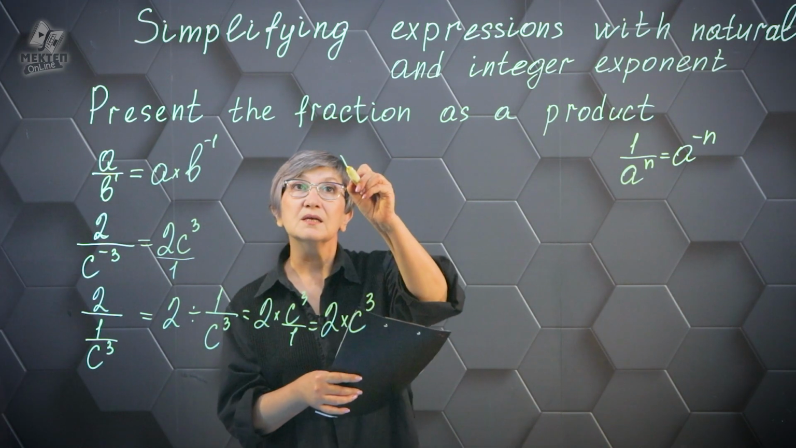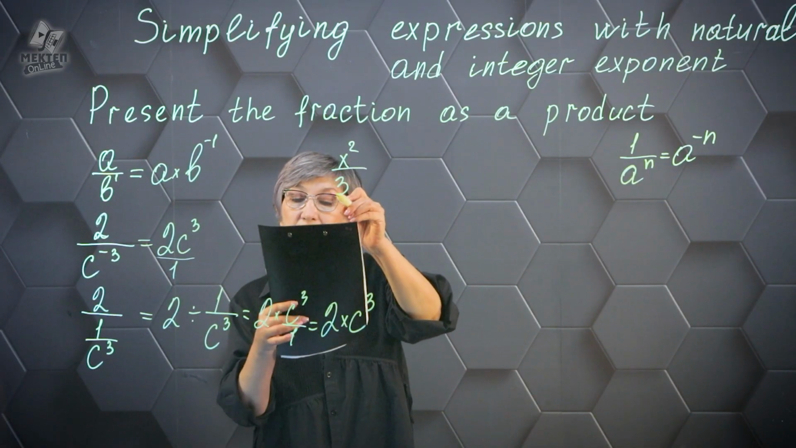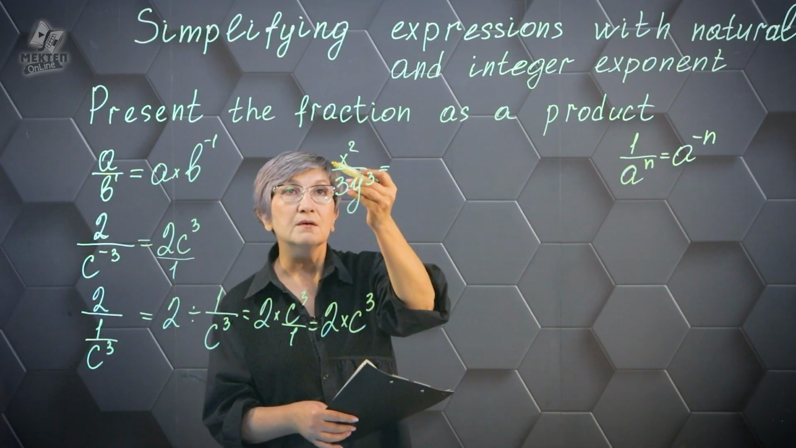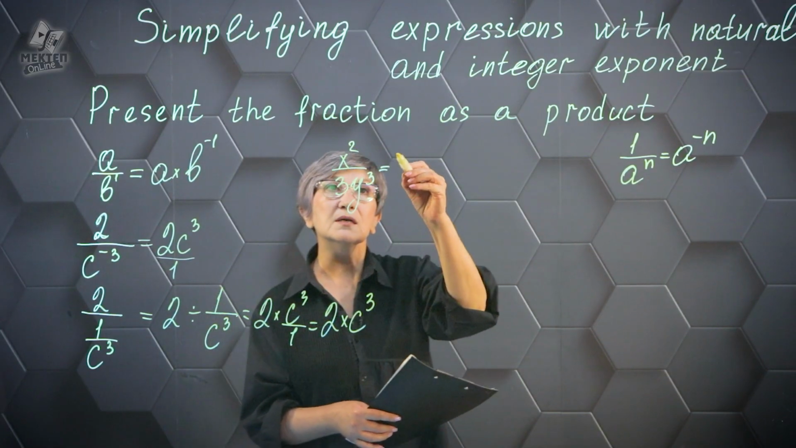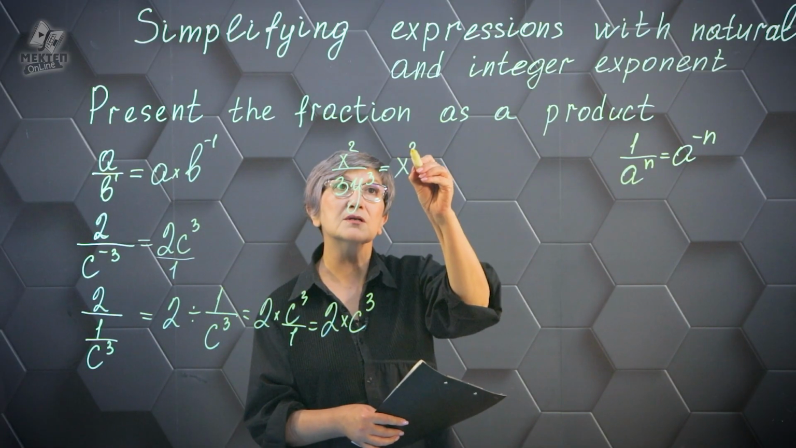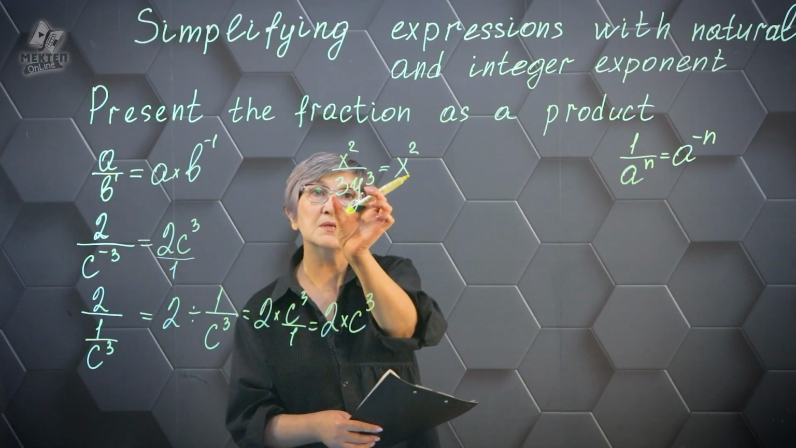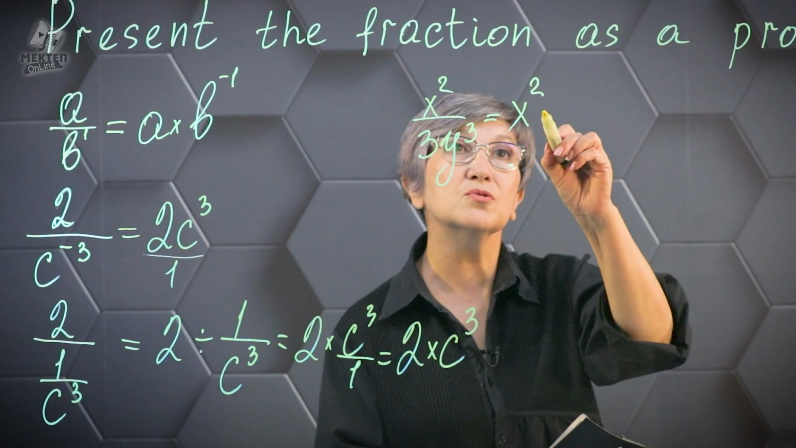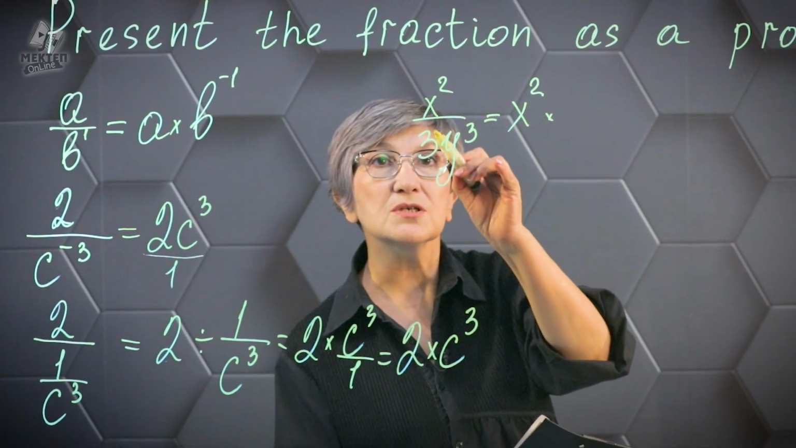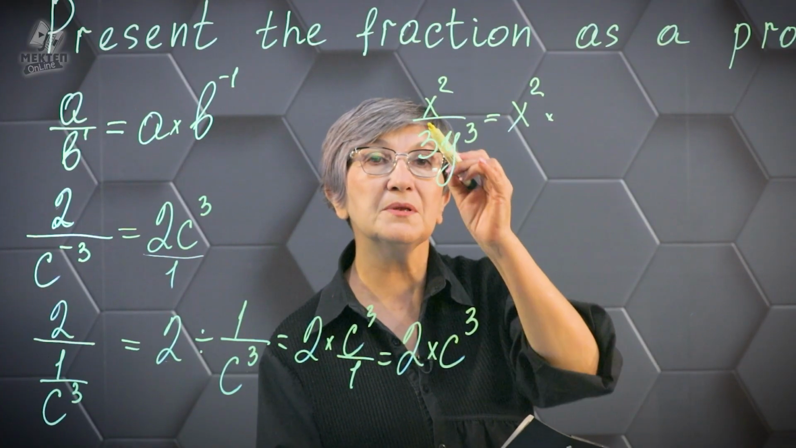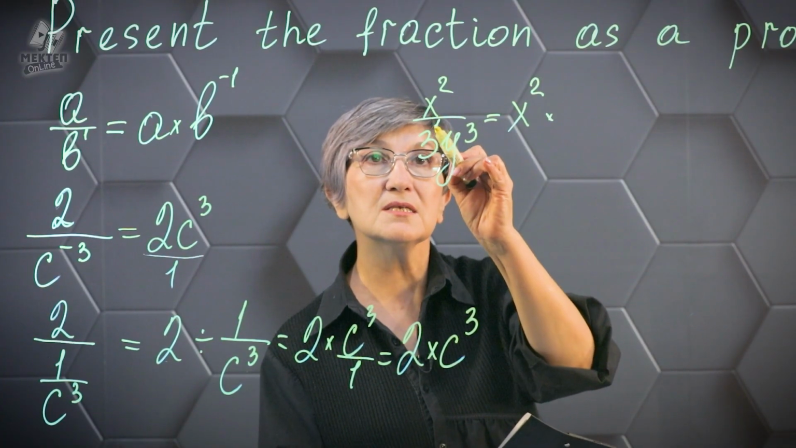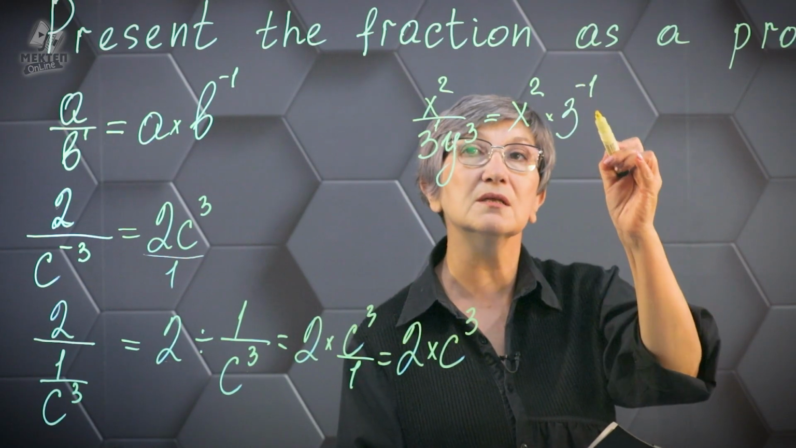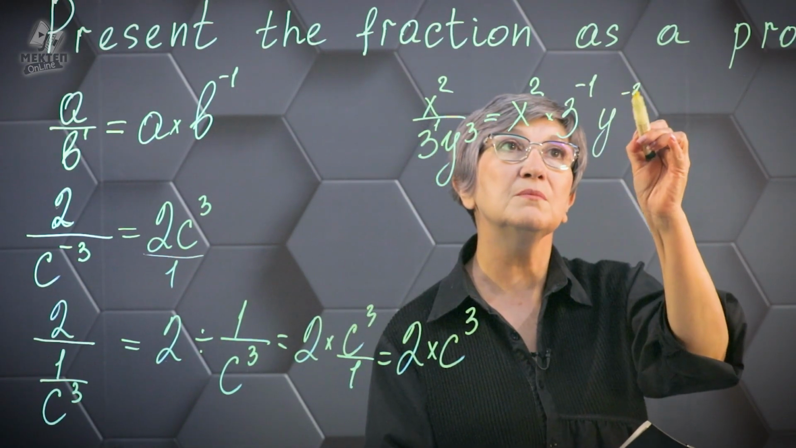Next task. X squared divided by 3 y to the power of 3. In the numerator, we leave the variable x squared. But from the denominator, we move it to the numerator. Don't forget that the exponent of the number also changes. The number 3 has an exponent of 1, so I write 3 to the power of minus 1 and y to the power of minus 3.